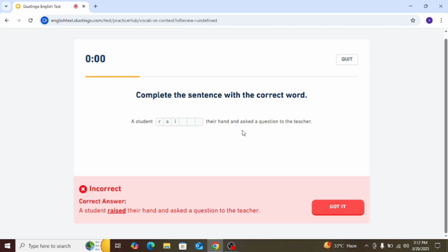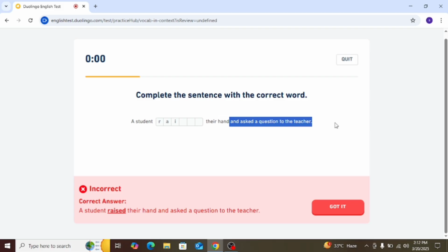A student raised their hand and asked a question to the teacher. Okay, to complete this question we have to follow this line. This line is important.